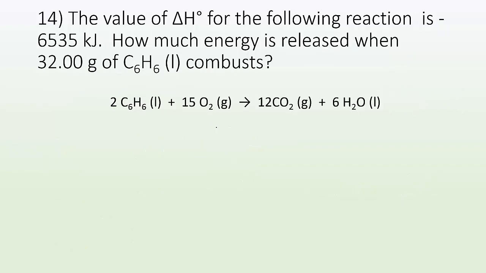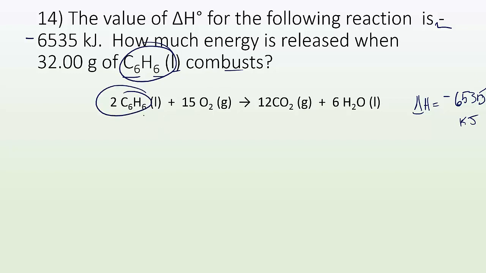All right, 14 says the value of delta H naught for the following reactions is, again, that's a negative sign, negative 6535 kilojoules. How much energy is released when 32 grams of C6H6 liquid combusts? So again, this is telling me that my delta H is equal to negative 6535 kilojoules. And the thing that I'm interested in is my C6H6.